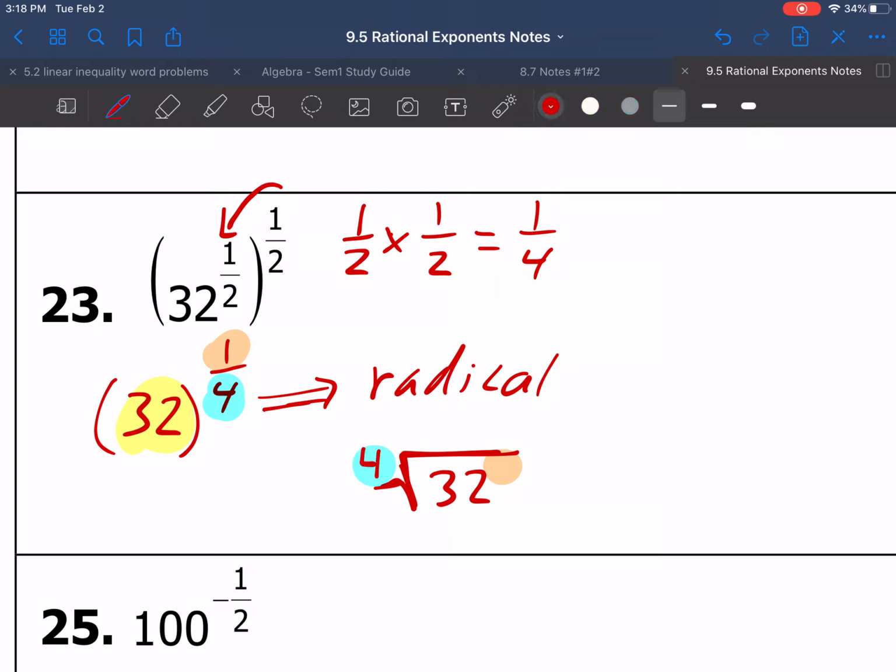So put your 4th root of 32 to the first power. And then you can actually check if this has an answer, right? You could type in on your calculator the 4th root of 32 and see if you get anything, okay? But for now, I'll just leave it like that, the 4th root of 32, okay?